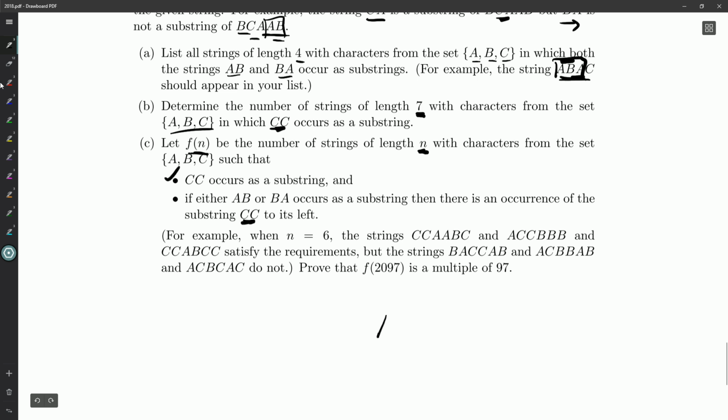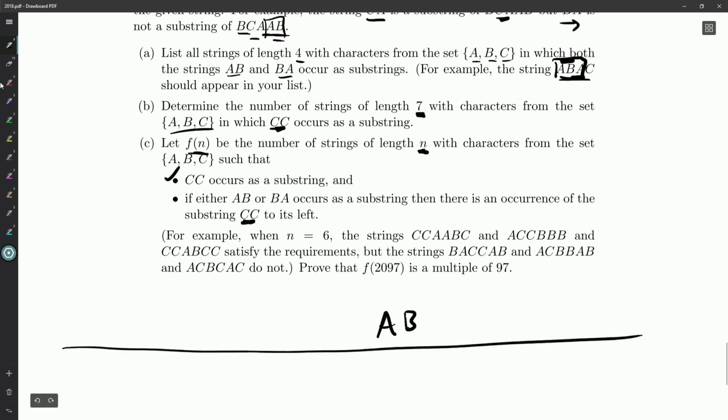So, for example, if I've got an AB at some point in this string of n characters, then anywhere there, I'd have to have a CC over here. And that's what they explain here. They use a simple example of n equals 6, but really they're not specifying any n right now, so this could be huge. But here are some possibilities.